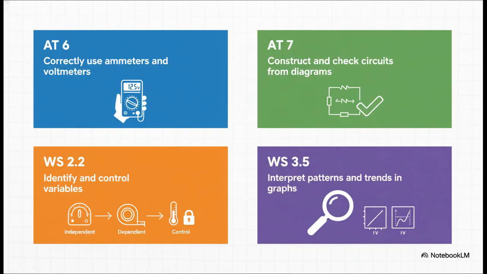You know, this one practical is incredible because it ticks so many boxes for your examiners. AT 6 and 7 are all about your hands-on skills. Can you use the meters correctly and build the circuit? But those working scientifically skills, the WS ones, are just as important. Can you pick out the variables? And crucially, can you look at those graphs, see the patterns, and explain what they mean? That's what WS 3.5 is all about, and it's worth a lot of marks.